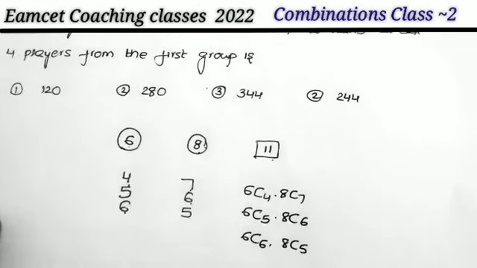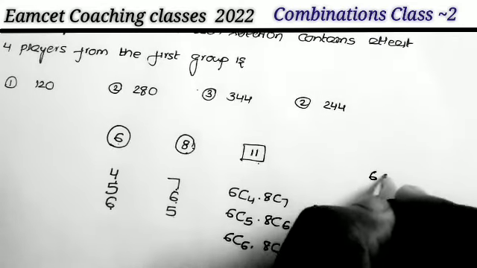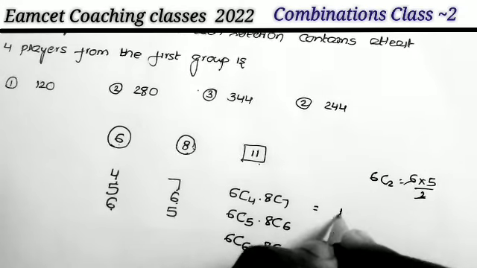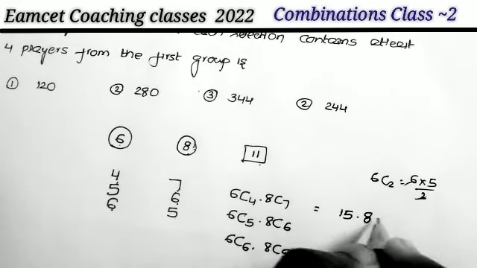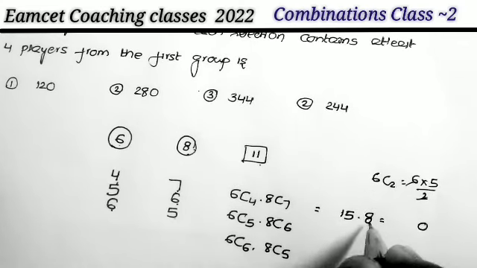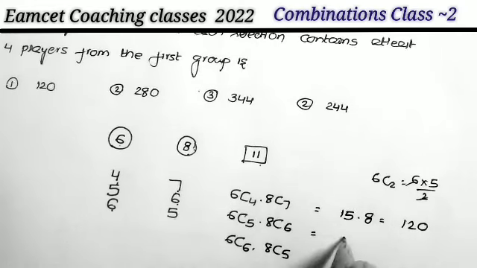Okay, now finding the answer. What is the 6C4 answer? 6C4 is equal to 6C2, which is 6 into 5 by 2 into 1, so this is equal to 15. And 8C7 is equal to 8. Now multiplying the values, 15 into 8 is 120. This is equal to 120. And what is the 6C5 value?